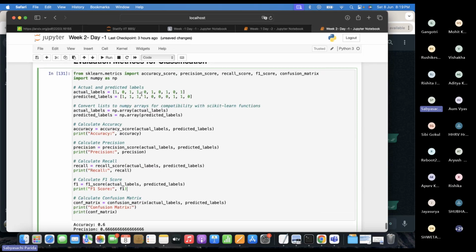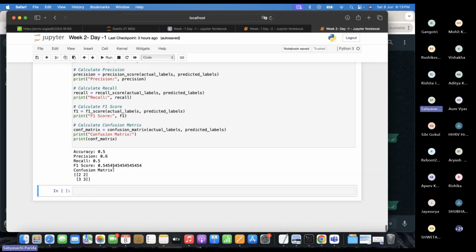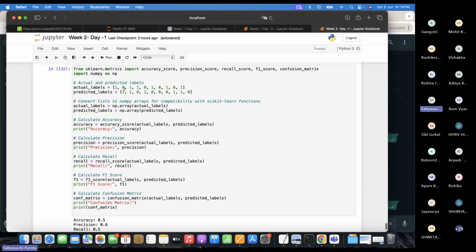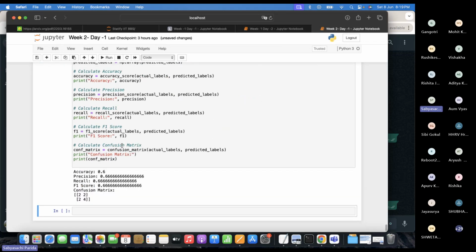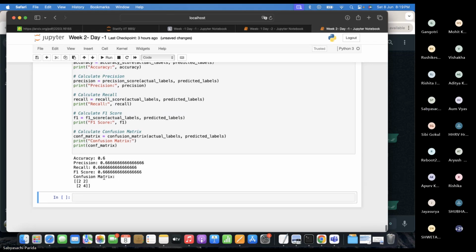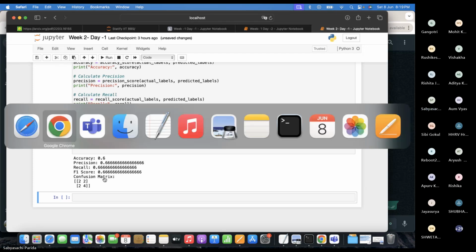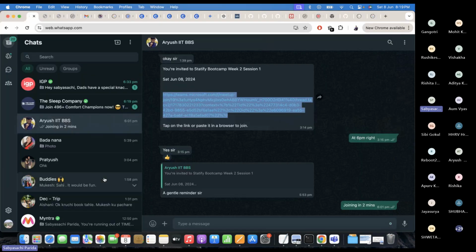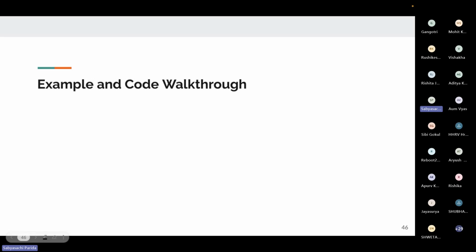Suppose these are the actuals, and I have changed the values to be something like this. Based on that, my accuracy is changing, precision is changing, and all those things are changing. So accuracy is 50% right now, which is quite bad. That means my model is not quite good. So anything more than 50%, and the precision and recall values accordingly, would give me an intuition of how good my model is. Okay. I think, yeah, that's all for today.